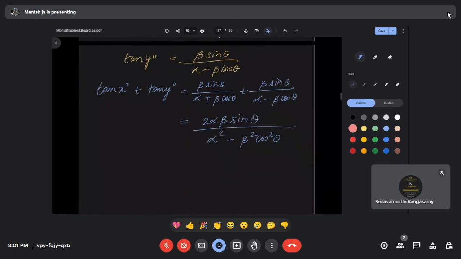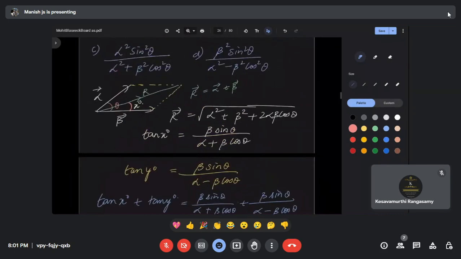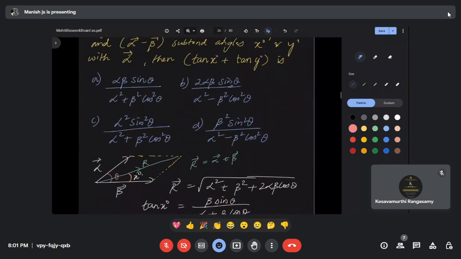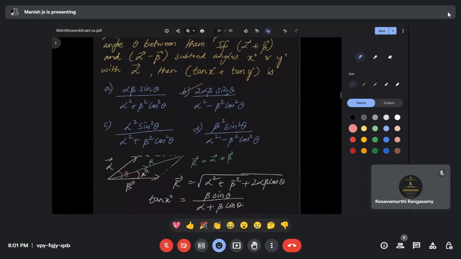So that is your answer. The answer is option B. So if you simplify it correctly, you will get the answer. That's how you approach this type of questions.